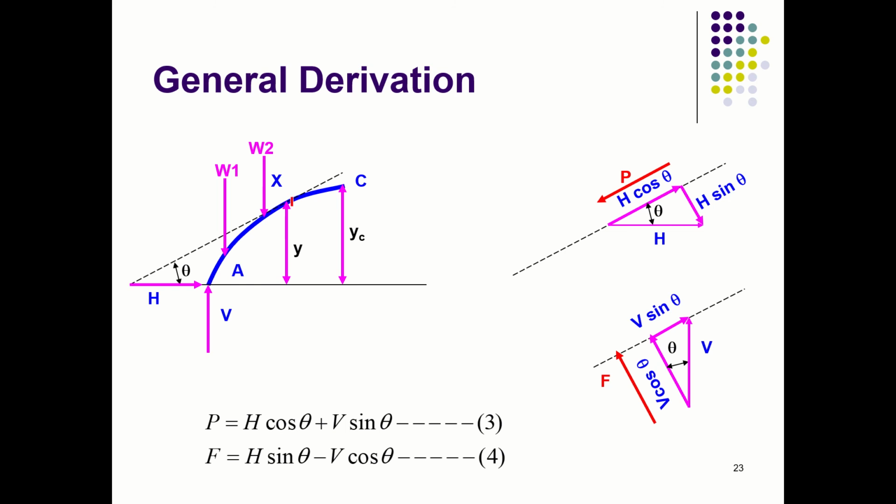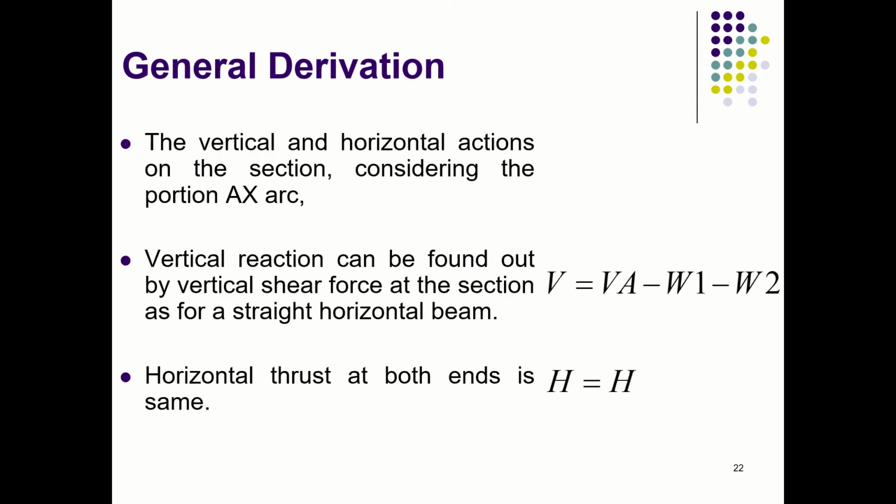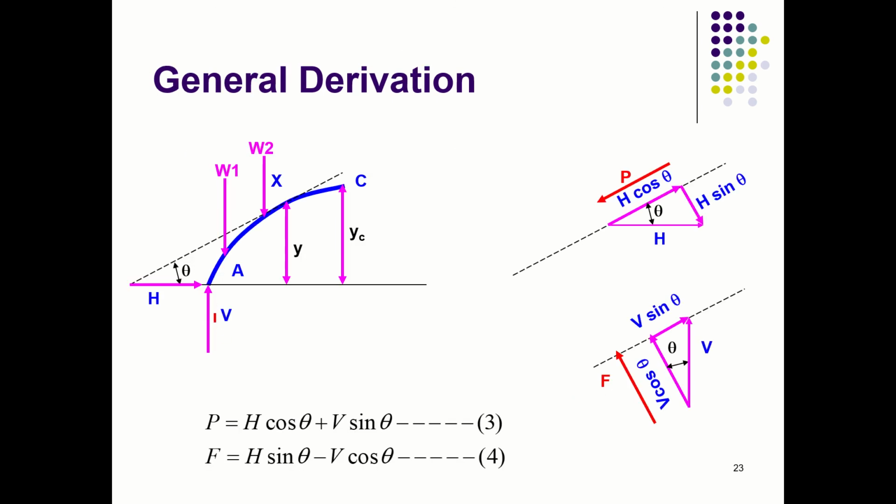Now if you want to draw a tangent at point X, draw a tangent at point X and it will cut the horizontal at this point at an angle theta. Theta is the angle of the tangent at point X. So take this arc AX. Now the vertical reaction can be found out by the vertical shear force at the section, as for a straight horizontal beam. So the vertical reaction is equal to VA minus W1 minus W2. So the rest will be your shear force at section X, right?